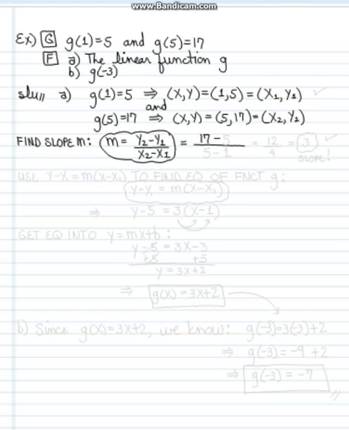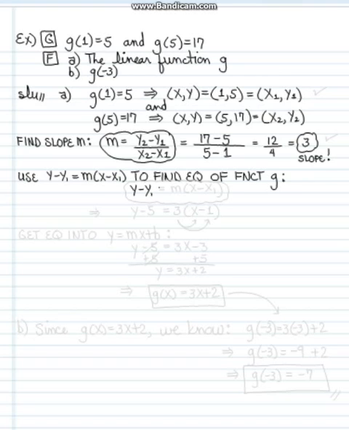We got 17 minus 5 over 5 minus 1. Simplify. We get 12 over 4, and that simplifies to 3. That means our slope m is equal to 3. Now we're going to use the point slope formula. You'll have to memorize this: y minus y sub 1 equals m times (x minus x sub 1). We'll use that to find the equation of the function g.